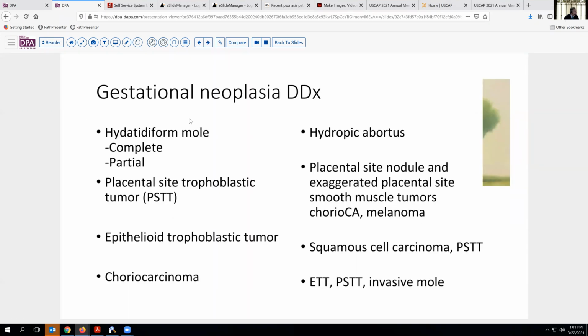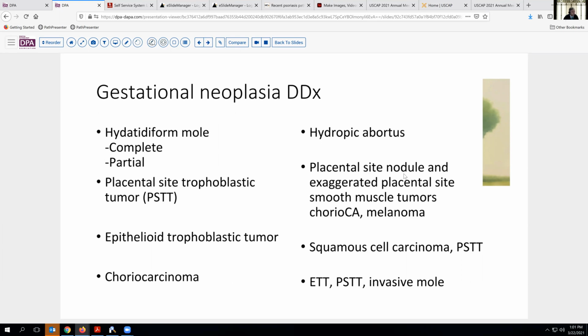On the left-hand side here are the neoplasms or neoplastic states that we're concerned with in gestational neoplasia. Hydatidiform mole, complete and partial, the placental site trophoblastic tumor, and we've got some nice examples to show you. Epithelioid trophoblastic tumor, which is actually less frequently seen in a gestational state than in other sites such as the testis. And finally, choriocarcinoma. The differential for each of these entities is here in the right-hand column, just as a matter of reference. Hydropic abortus being the main differential consideration for complete or partial moles.